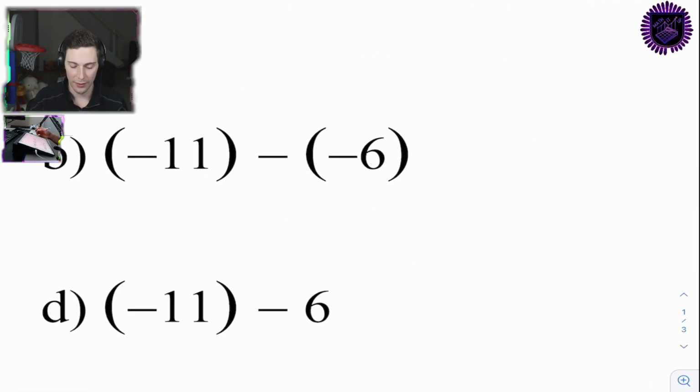The signs are the same. Negative 11 minus negative 6. So now we're back to finding the difference. When you're subtracting and the signs are the same, we need to find the difference. We actually need to subtract these two numbers. So the difference is going to be 5, and negative 5, because 11, negative 5.